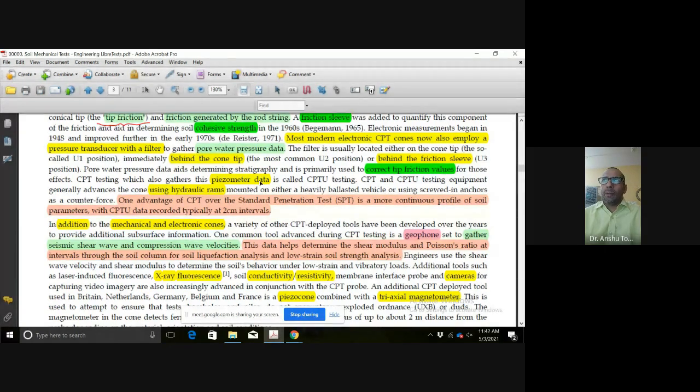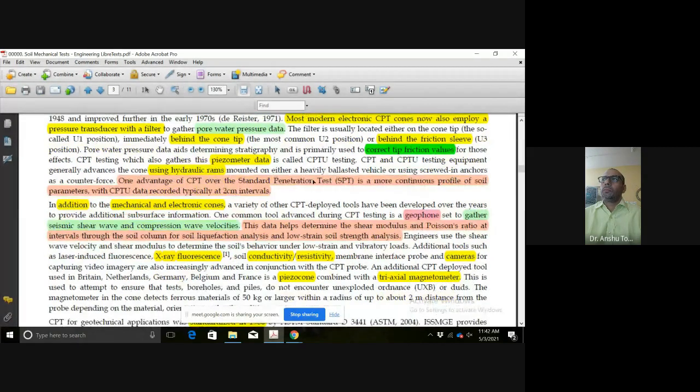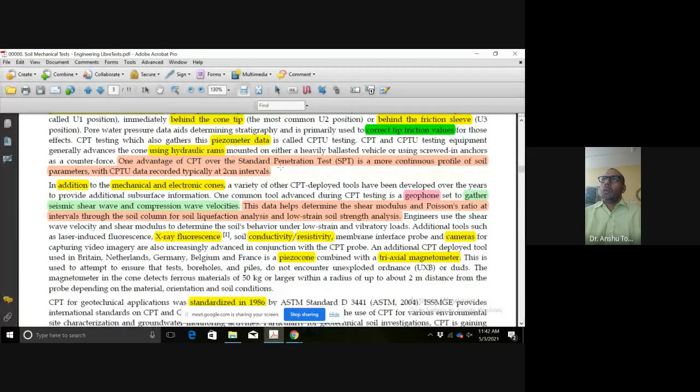Piezometer data can also be calculated using hydraulic rams. One of the advantages of the CPT over SPT is that it gives a more continuous profile of soil parameters, with CPT data recorded at 2 centimeter intervals. Because it is highly digitally instrumented, after every 2 centimeter, as the cone is moving downward, it is giving all the data about the various layers of the soil with a 2 centimeter gap.